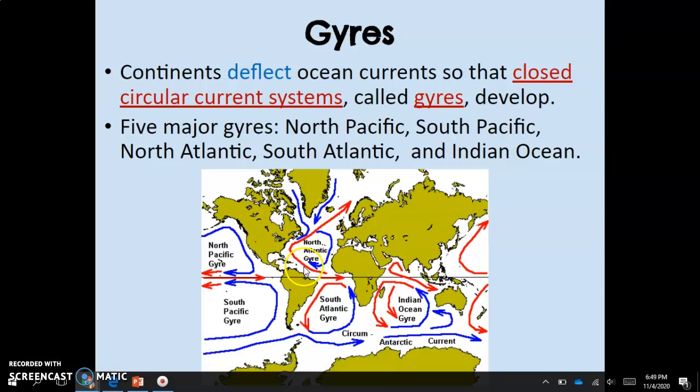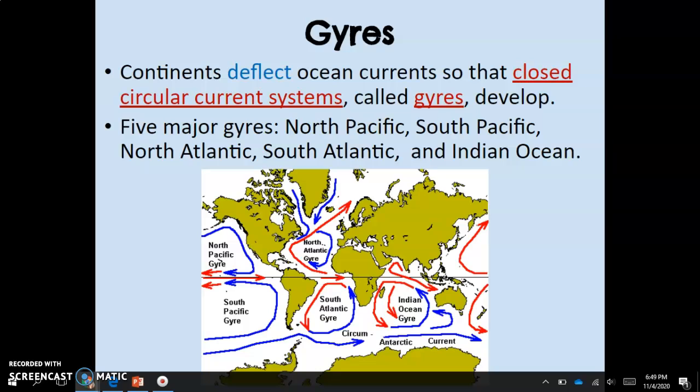So like here in the North Atlantic, we have this warm water current that's coming up and deflected off the coast of America. And then we have this cold water current that's here that's deflected off the Middle East and Africa. And so you kind of get these swirling circular currents, and these are known as gyres.